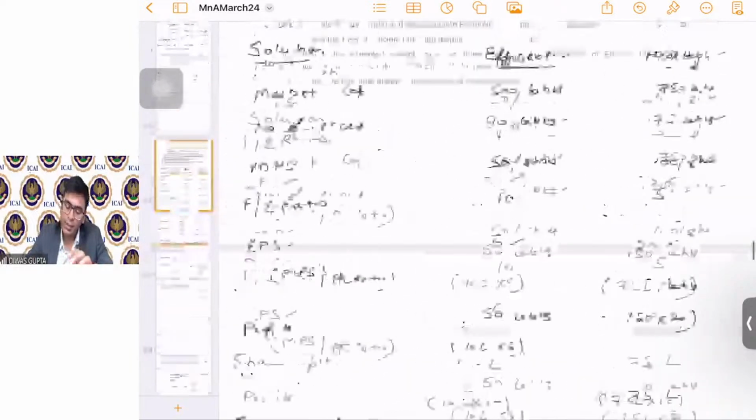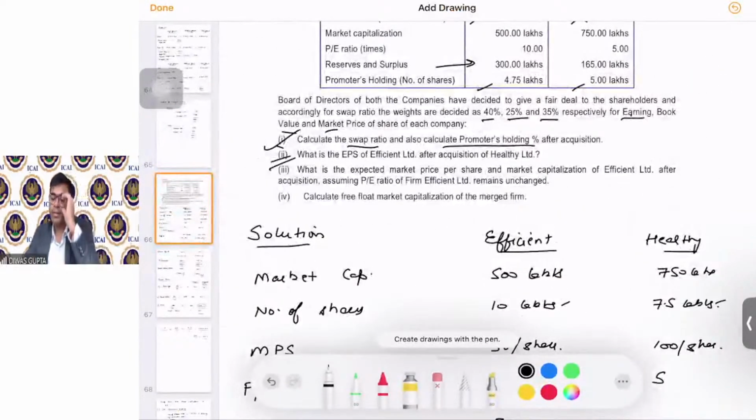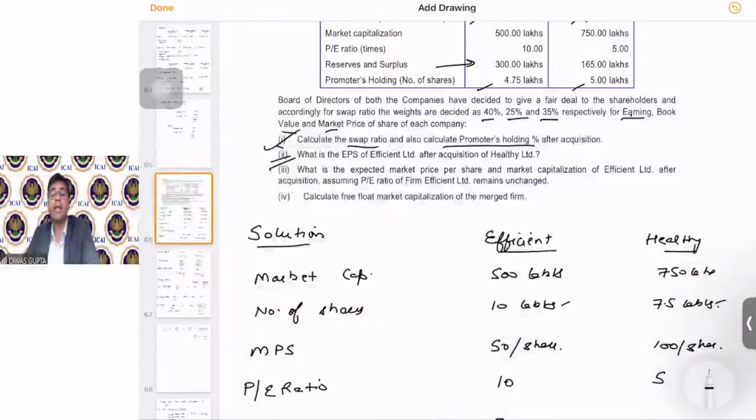Now let's come to the next part. What is the expected market price per share and the market cap of Efficient Limited after acquisition, assuming the PE ratio of Efficient Limited remains unchanged? Again, this is a step-by-step question. In the first part, we calculated the swap ratio. In the next part, the swap ratio was used to calculate the total number of shares and hence EPS. Now, that EPS will be used to calculate the market price per share using the same PE ratio, and hence the market capitalization.